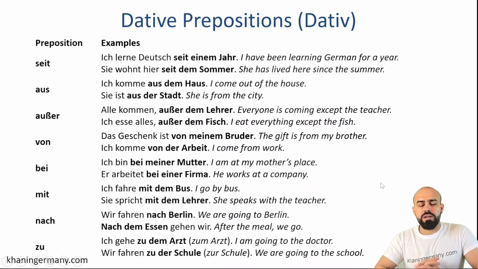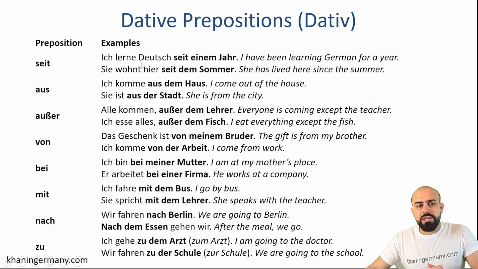Now we will go through the dative only prepositions. Okay, these prepositions will always require the dative case, meaning after those prepositions you will have the object taking the articles from the dative case. Okay, what are the dative case articles? Dem, der, dem, den plus n. Okay, these are the dative articles. So we have here seit, aus, außer, von, bei, mit, nach, zu. These are dative only prepositions. They will always take the articles from the dative case. So let's go through some examples.